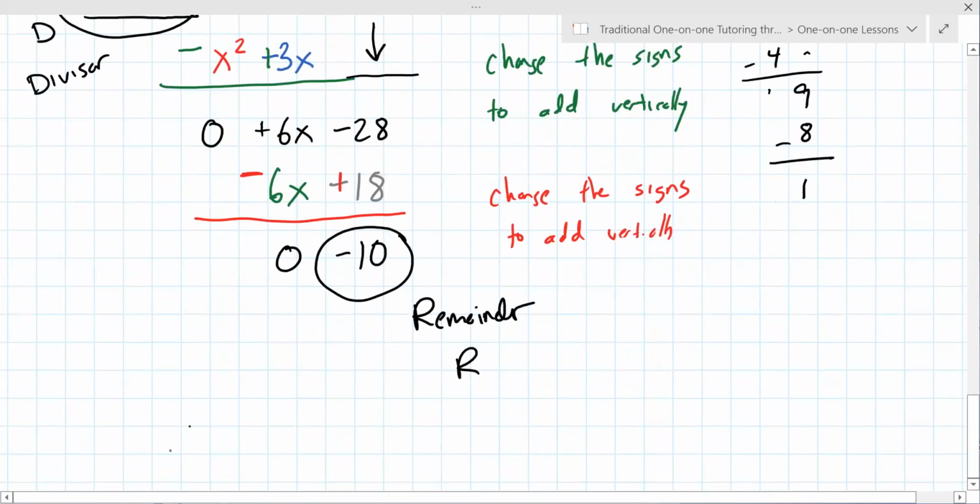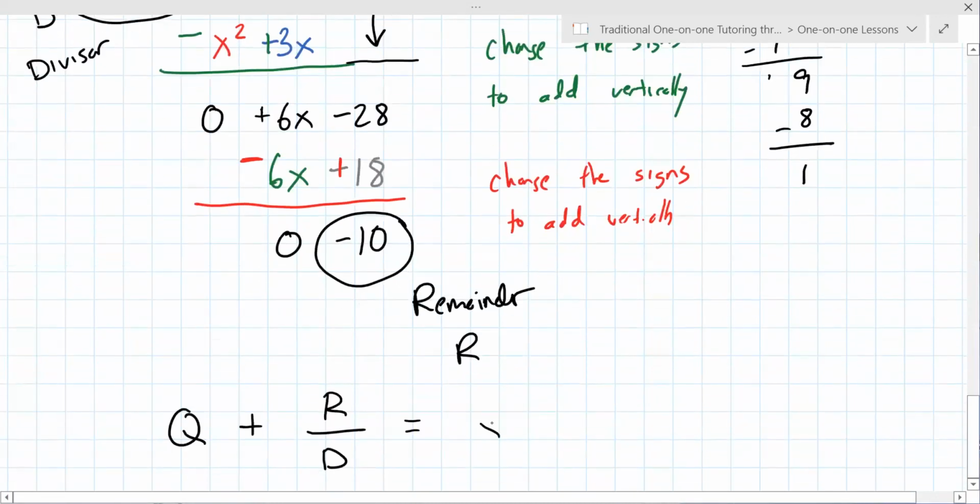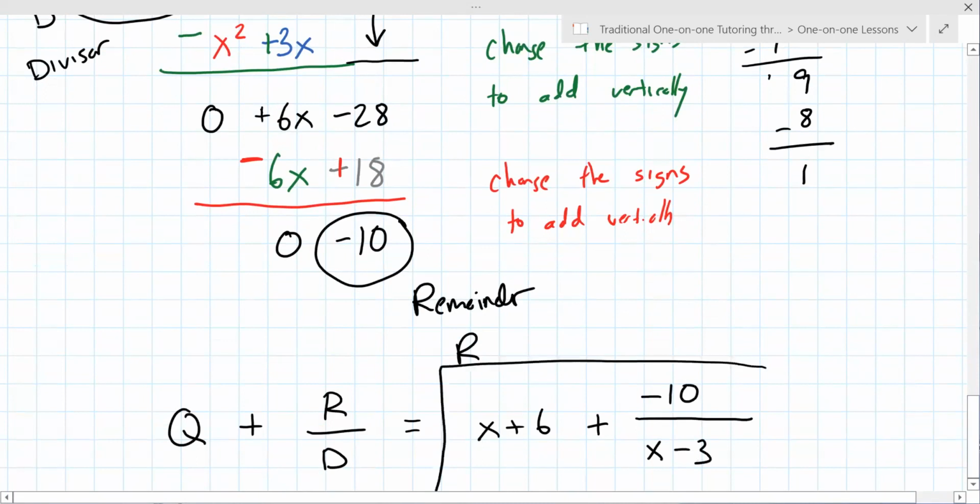So here's the most common way to write your answer: quotient plus remainder over divisor. It's the most common way. You should look in your notes or ask your instructor if that is how they want it. So you take the x plus 6, the part on top of the house, plus your remainder, negative 10, over your divisor, which was minus 3. The instructor is expecting some form of the answer like this. It's not good enough just to do all the work we just did.